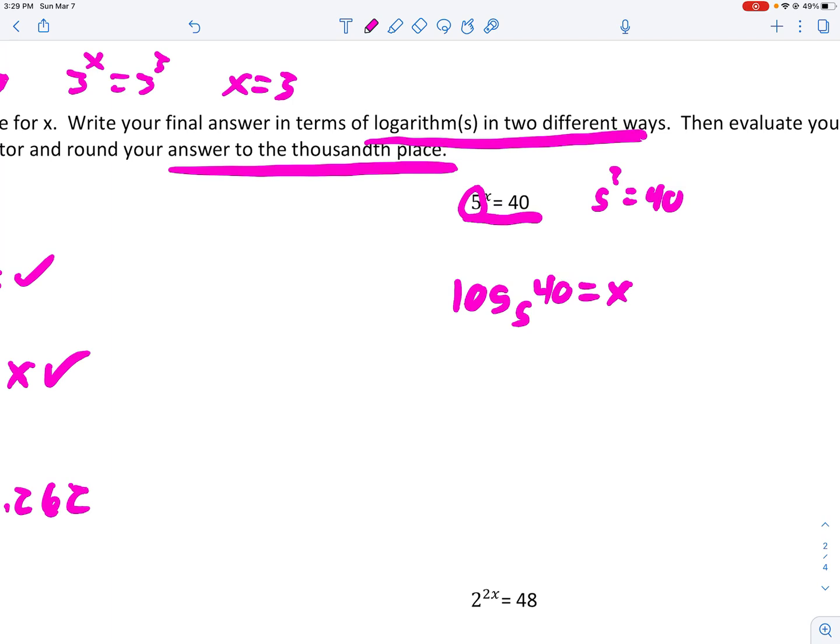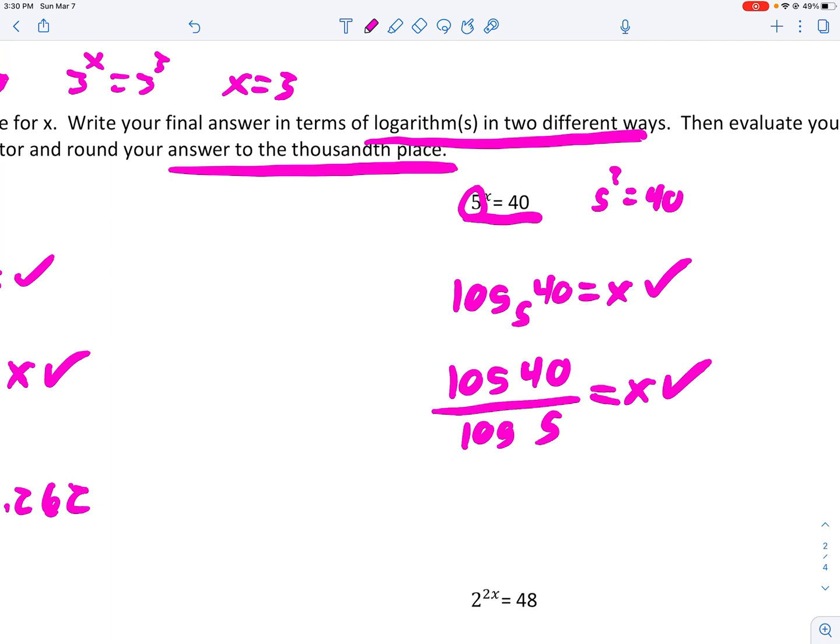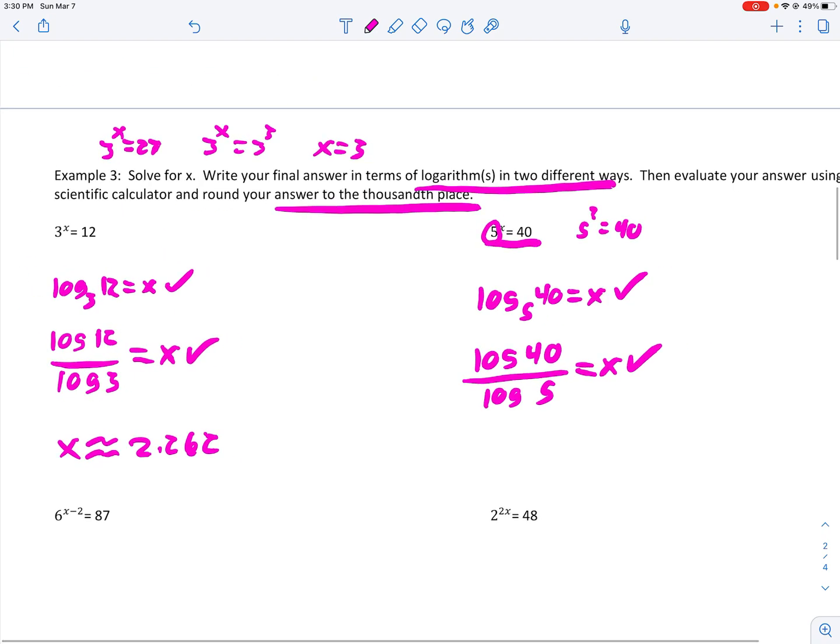So now that's one way to write it. I'm going to change it to base 10. So log of 40 divided by log of 5 equals x. There's a second way to write it. Now I can grab my calculator. Again, if it's a phone, you're more likely to turn it, like if it's an iPhone, turn it left so you can get the scientific part. So there's a log button, right? Do log of 40, divided by log of 5, and then you should get x is about 2.292.